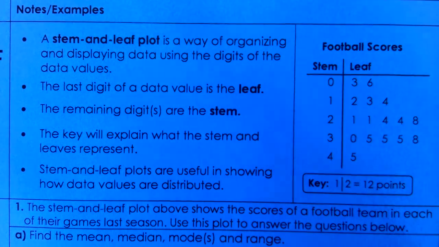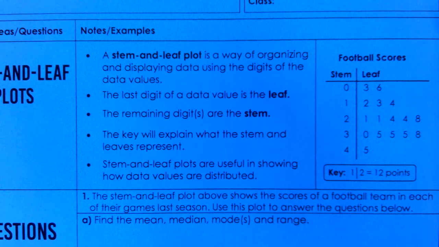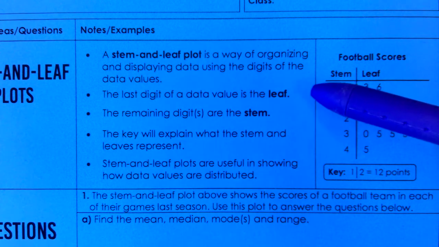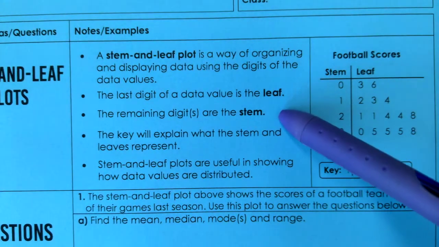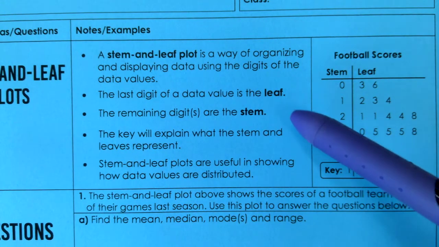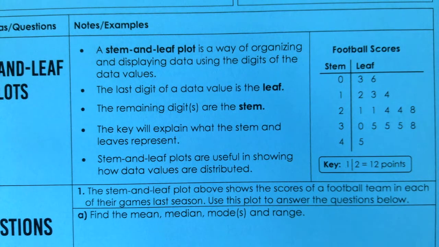Okay, so today we're going to talk about stem and leaf plots. So what is a stem and leaf plot? That is a way of organizing and displaying data using the digits of the data values. The last digit of the data value is the leaf, and then the remaining digits are the stem. The key will explain what the stem and leaves represent. Stem and leaf plots are useful in showing how data values are distributed.